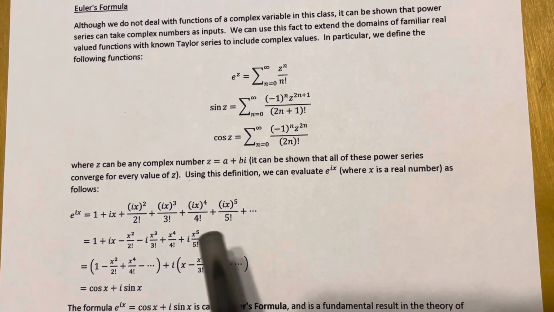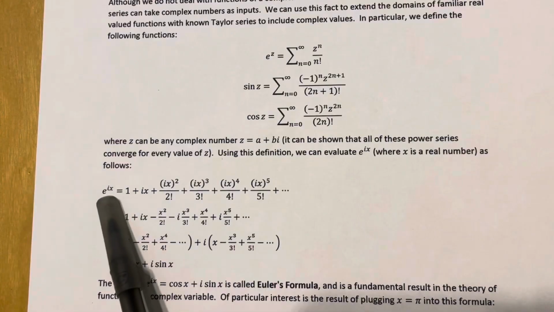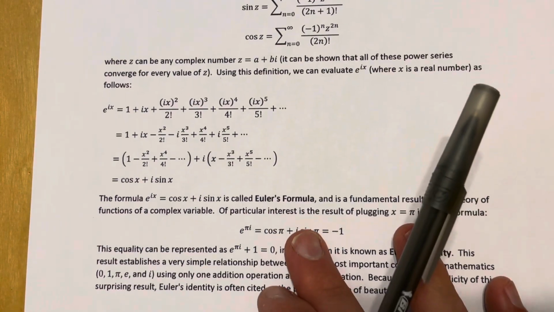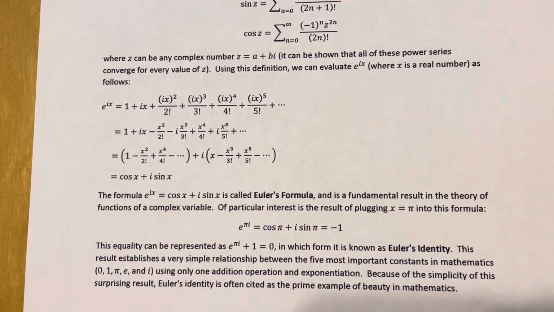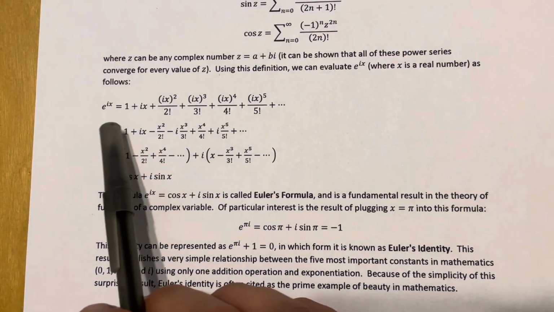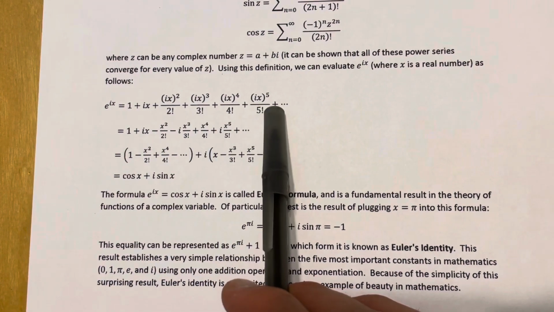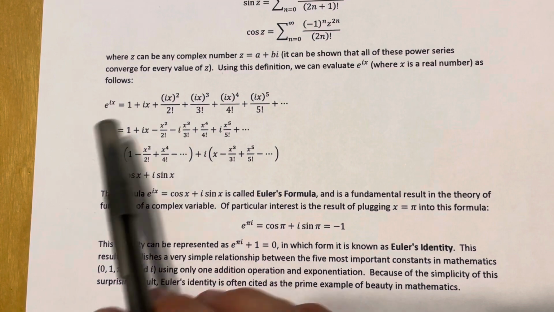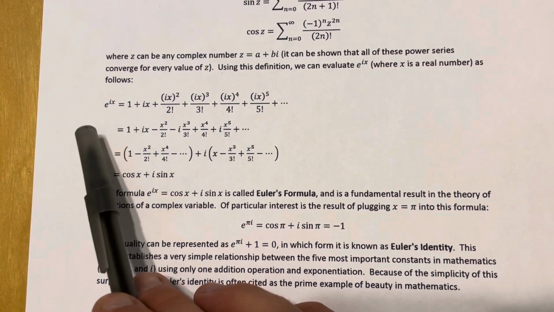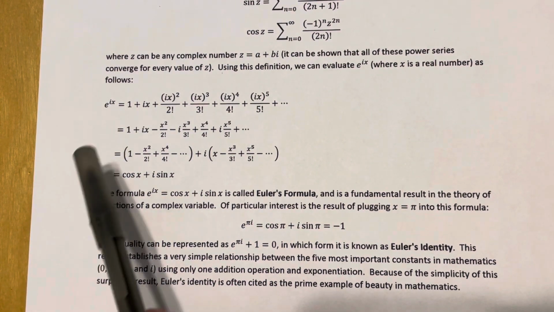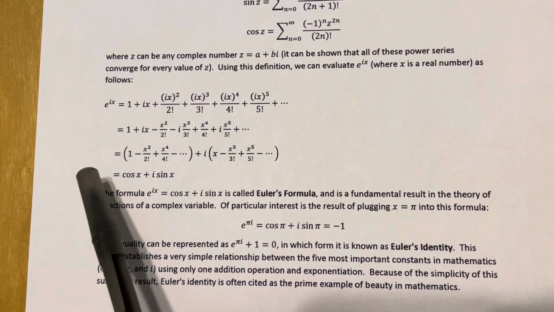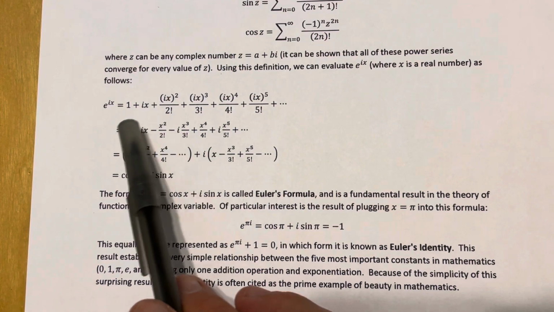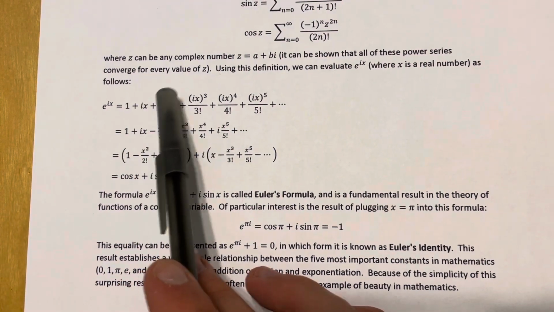I'm going to do that by specifically plugging in ix into my exponential function, where x is assumed to be a real number, so that ix would be an imaginary number. So if I did that, here are the first few terms of my exponential function after plugging ix in. So remember, the exponential function looks like 1 plus x plus x squared over 2 factorial plus x cubed over 3 factorial and so on. But all of those x's I'm replacing with ix's.